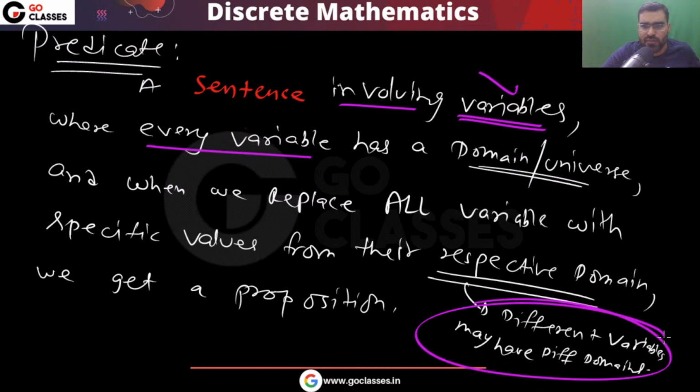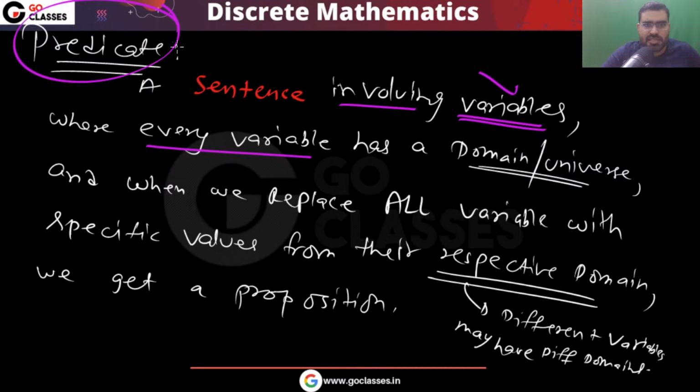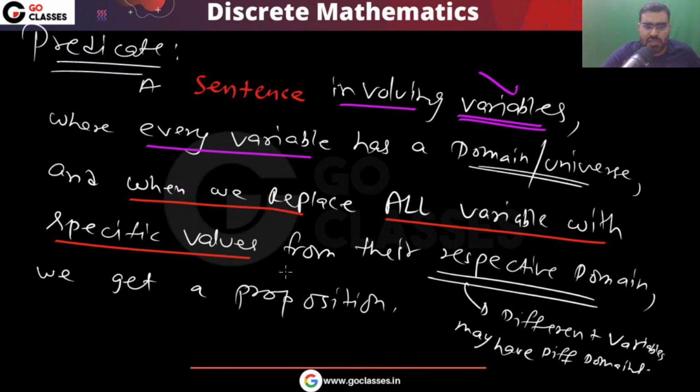Remember, different variables may have different domains. So what I'm saying is that a predicate is a sentence involving variables such that every variable can take a value from its domain. And this is important: when we replace all the variables with a specific value from their own domain, then we get a proposition. This is the definition of predicate.